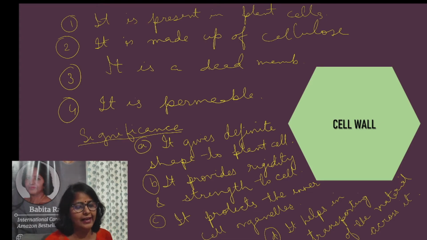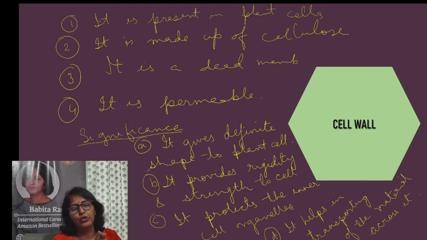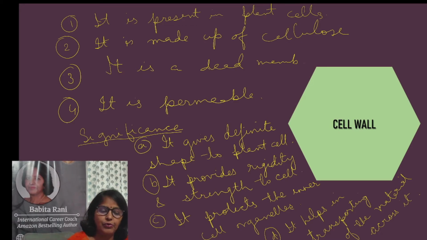Why do plant cell have a cell wall? Because most of the cell in plant cell is dead. 90% of the cells are dead. So what is happening? It requires a cell wall which gives definite shape to the plant cell. It provides rigidity and strength to the cell. It protects the cell organelles which is present inside the cell, and it helps in transporting substances into and out of the cell. So these are significance.